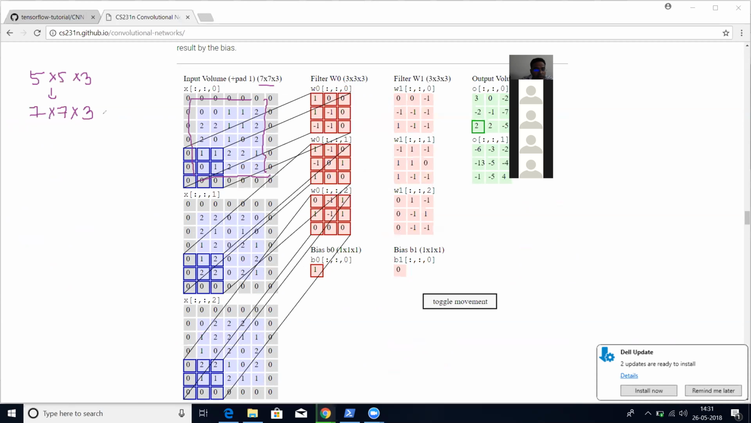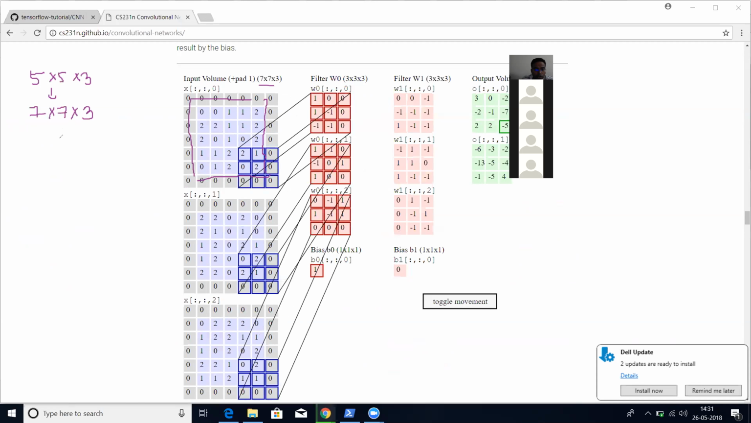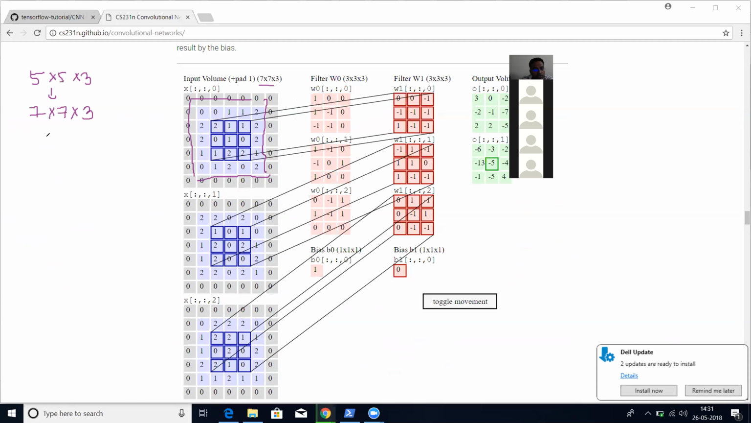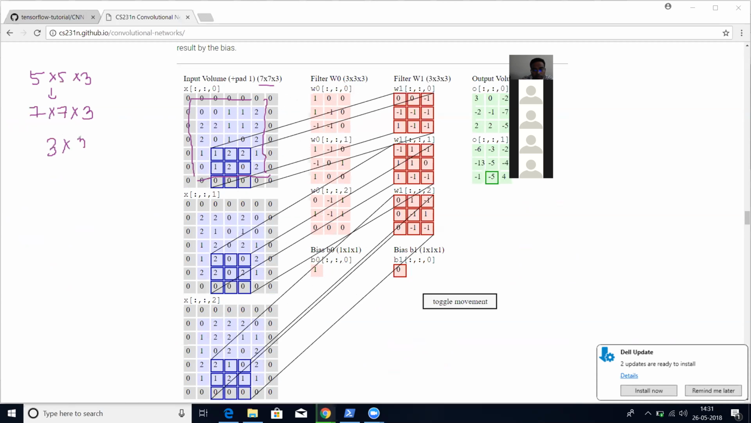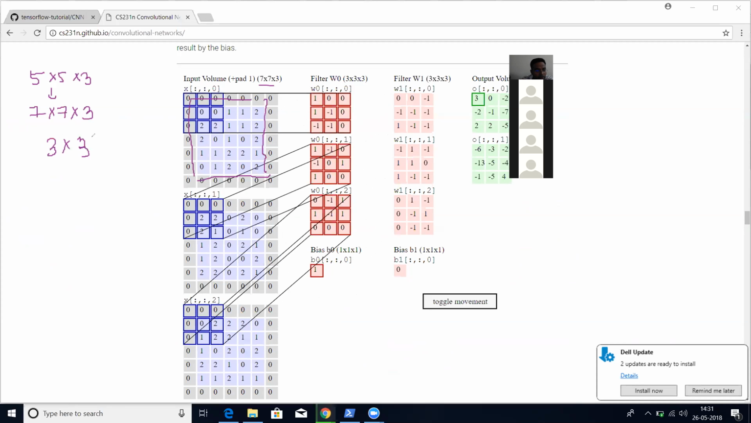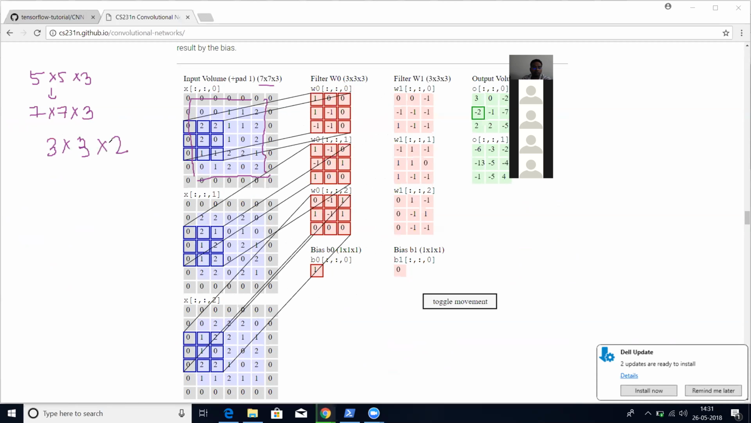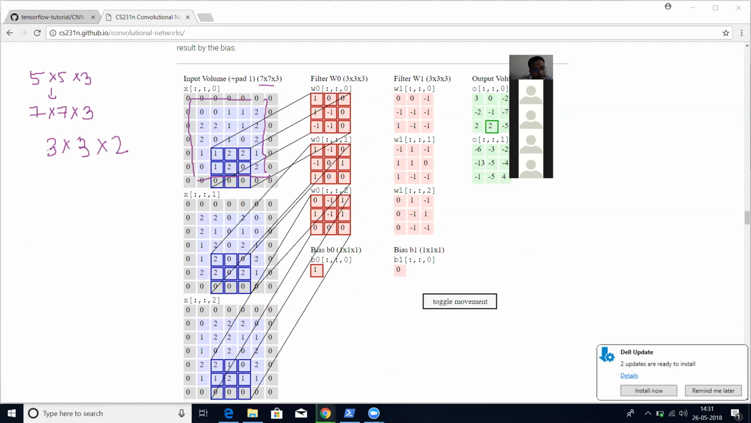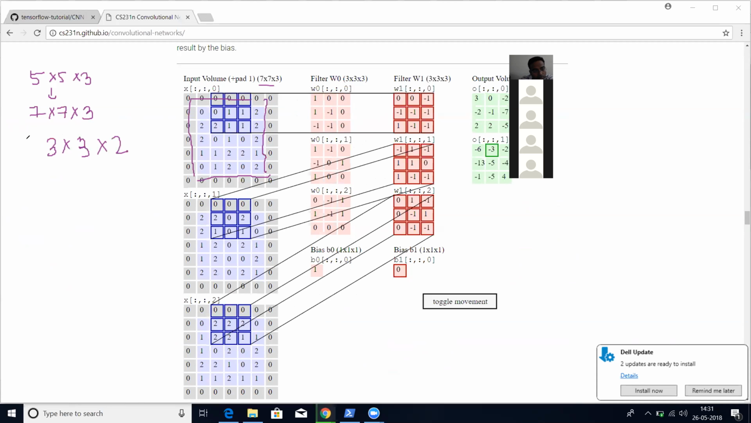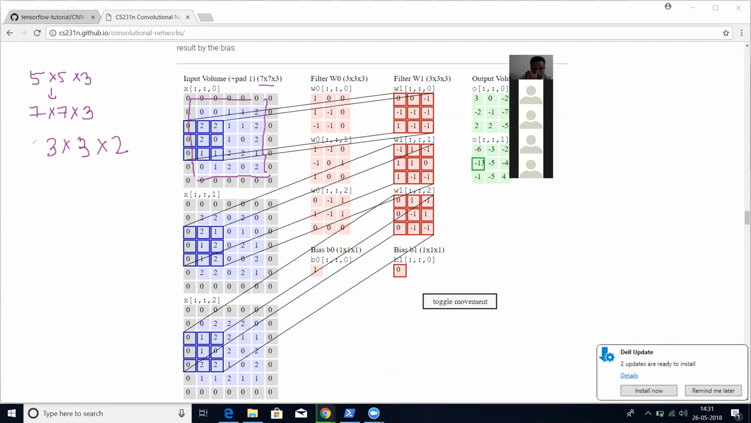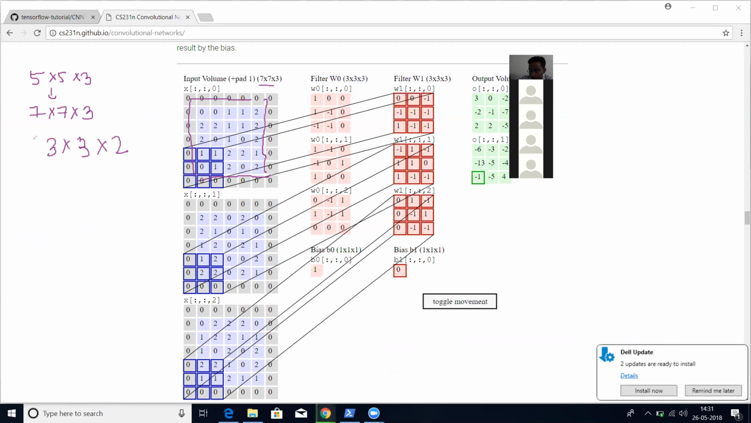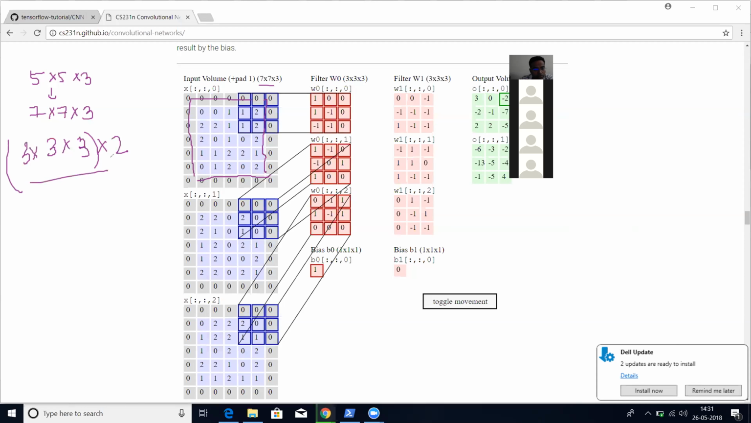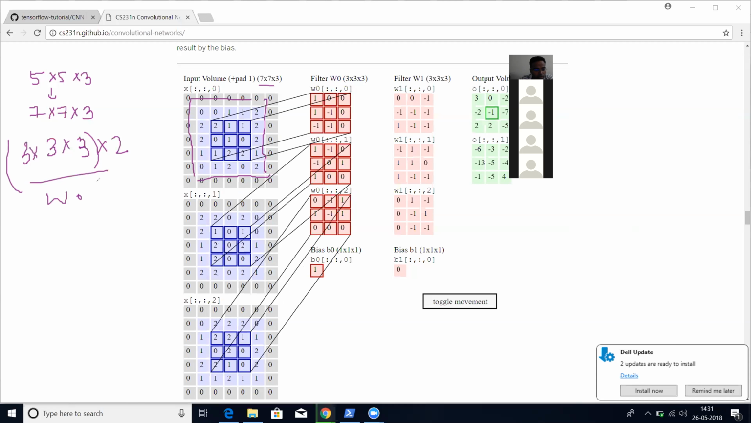Okay, then you have 7 cross 7 cross 3. Then you have 2 filters, W0 and W1. What is the dimension of this filter? It is 3 cross 3. This is one of the filters. This is RGB, so it is this, and you have 2 filters. One is W0, the other is W1.